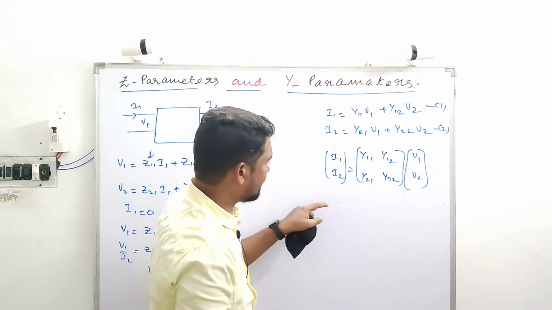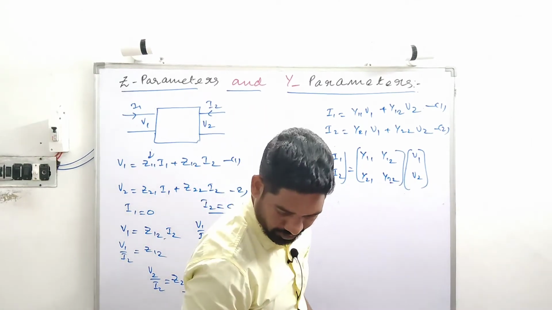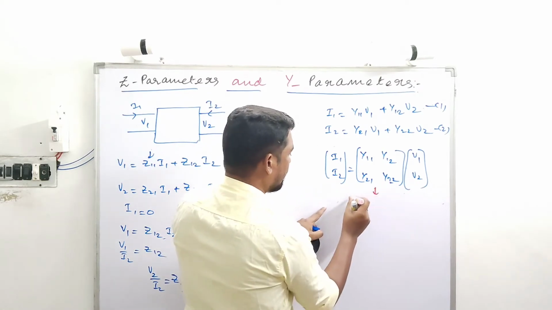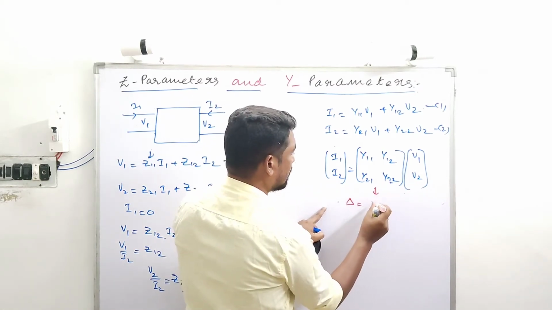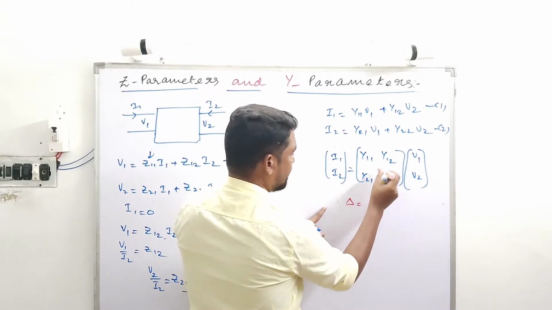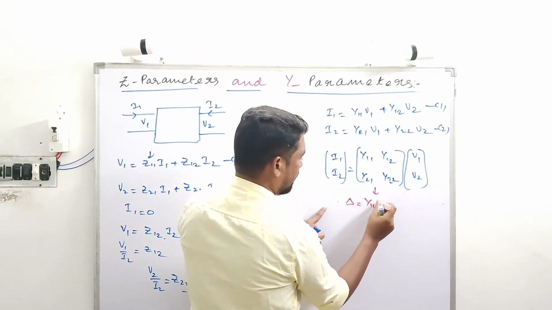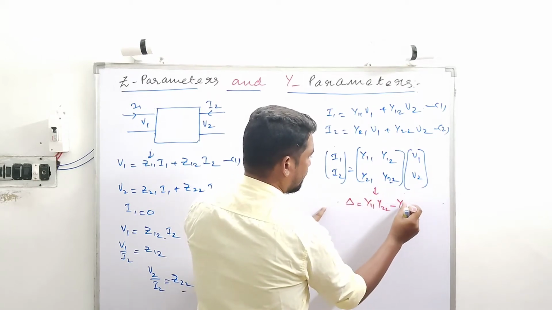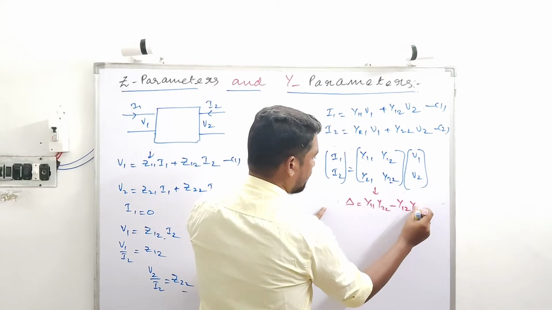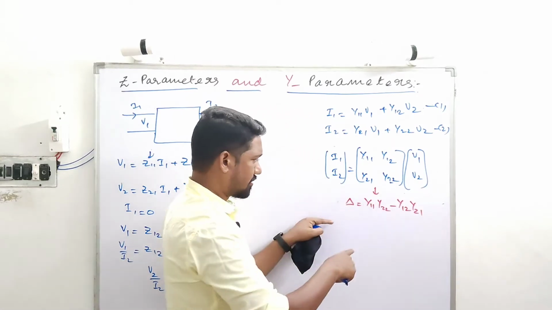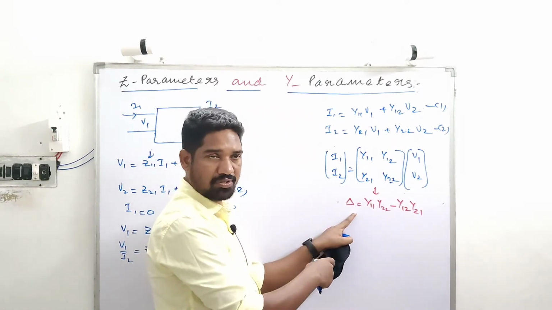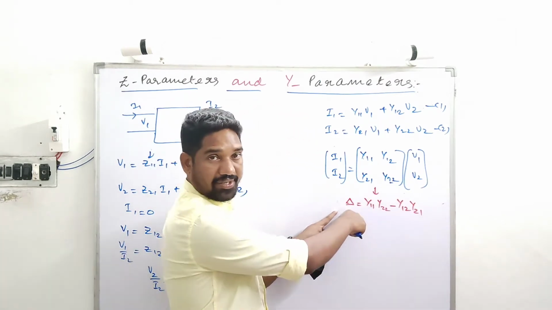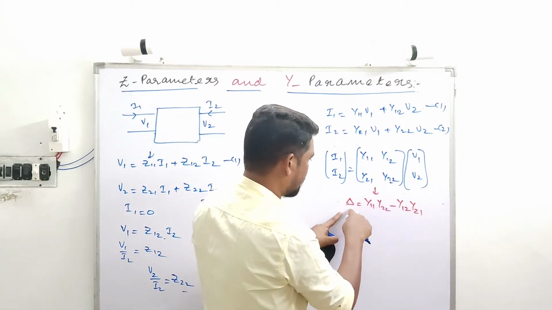In that case, the delta of this matrix will be equal to this into this minus this into this: Y11 into Y22 minus Y12 into Y21. During this derivation or analysis, remember this del, it comes again and again, and we have to plug it in somewhere else. So this is the del.